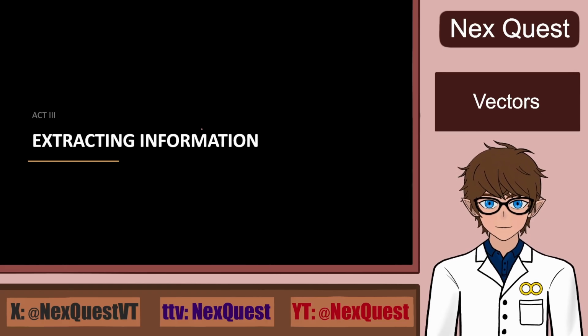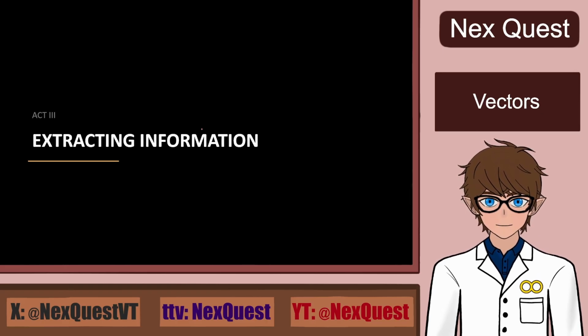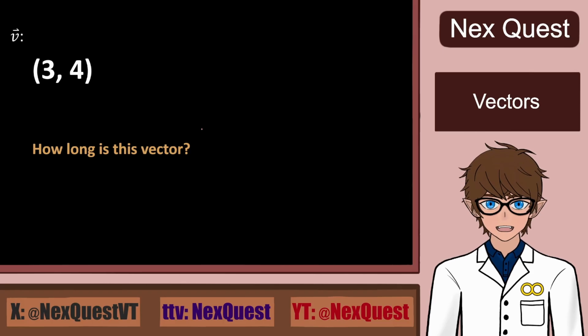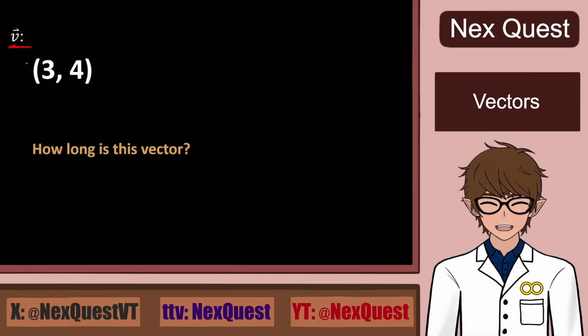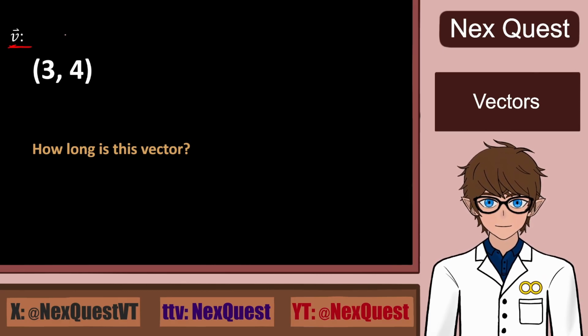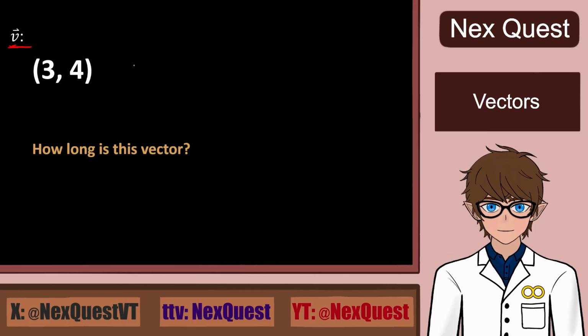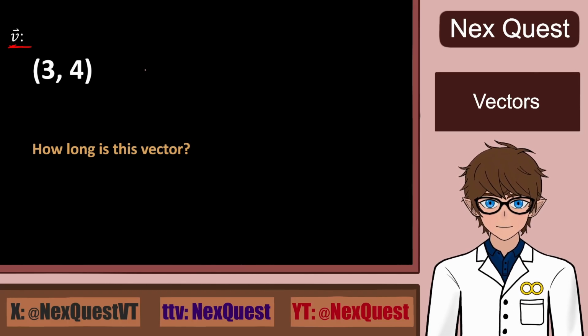Now, for the last part of this lecture, extracting information out of a vector. So first things first, how long is the vector? How do we determine it? How do we write it? We already know that. Oh yeah, this is the marking. The markings in this slide are referring to vectors. Anyway, we will be solving the magnitude, or its length, with the Pythagorean theorem.